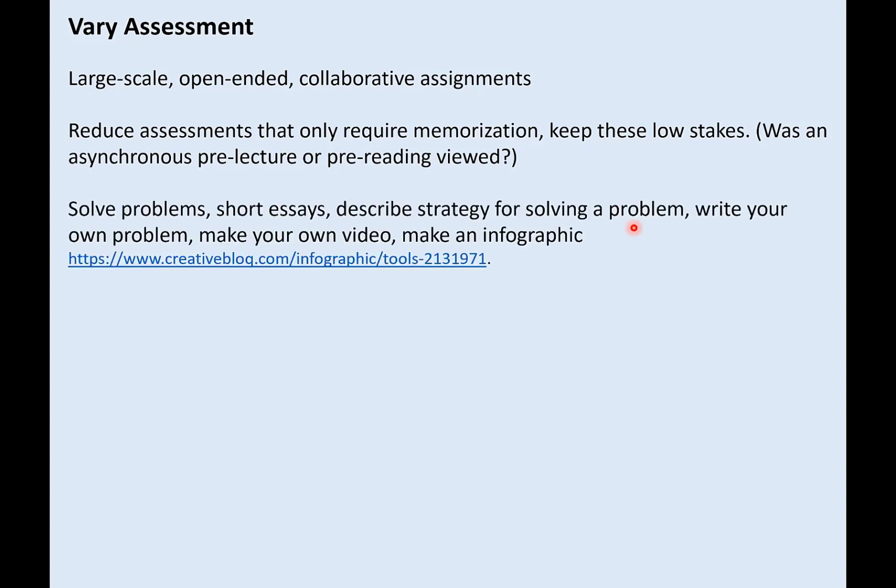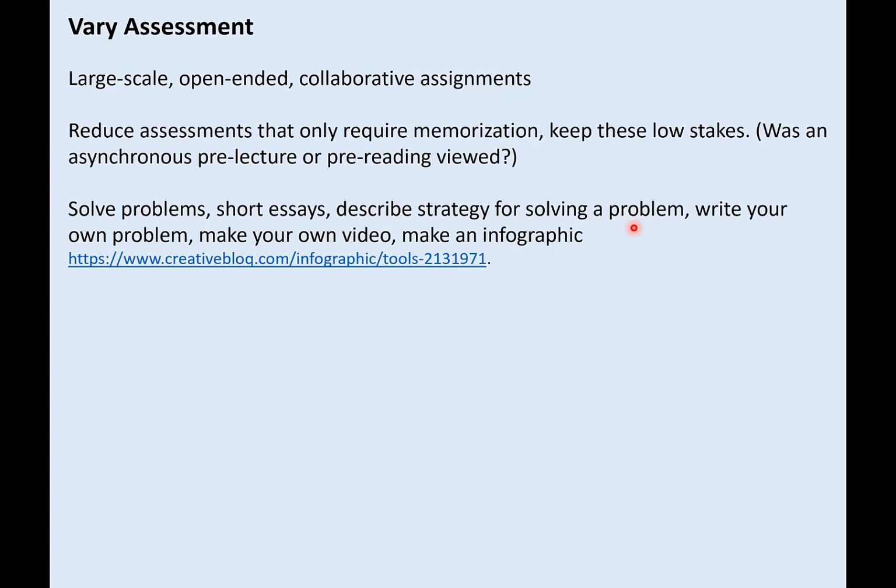So here's a quick list of some of the things you can consider using in your class. You can have students solve problems. They can write short essays, and short essays you can actually upload through Beachboard. Solve problems, they might write out, and then you can use Adobe Scan. They can describe a strategy for solving a problem. Besides just solving a problem, they can talk about how they went about doing it. They're going to take one step back and think a little more meta about how to solve a problem. They can write that out, take a picture of it, and send it to you as a PDF.